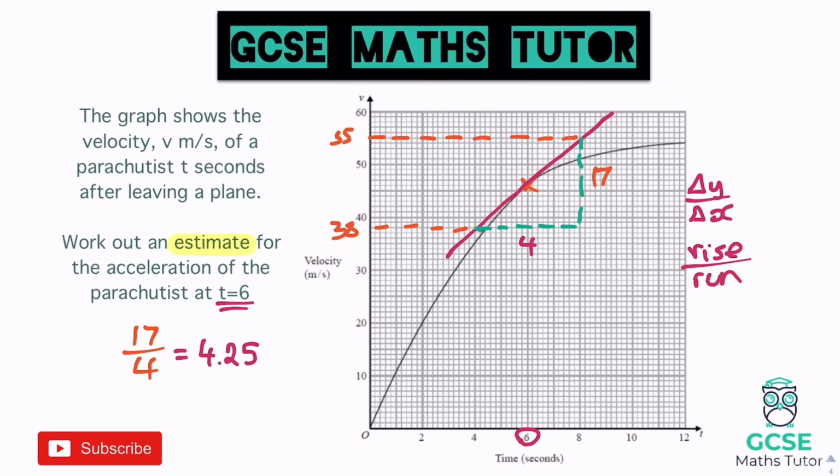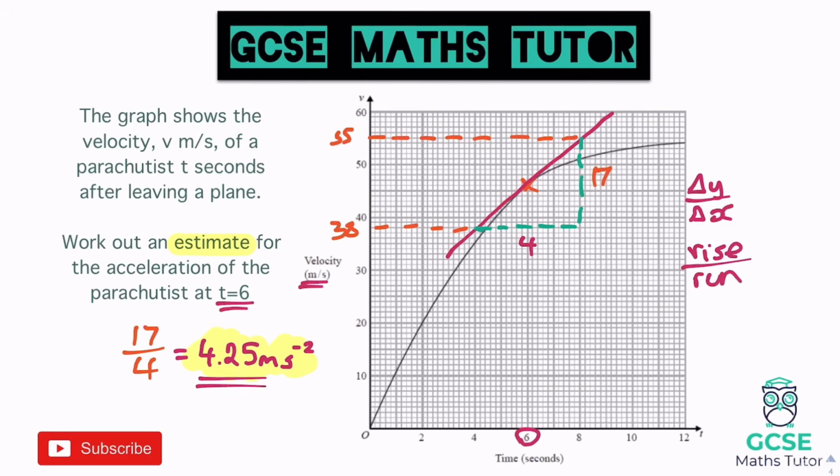And we need to put some units with this. The units for acceleration are meters per second squared, with a little -2 here. And there is our units for acceleration. Let's just highlight that. So 4.25 meters per second squared, and there is our acceleration at that point in time.